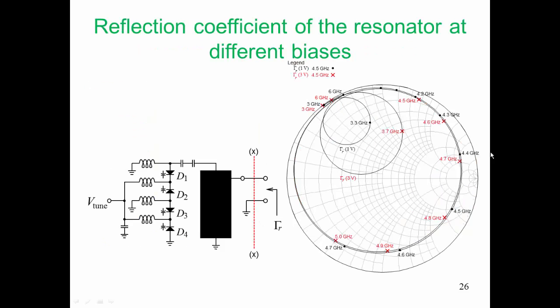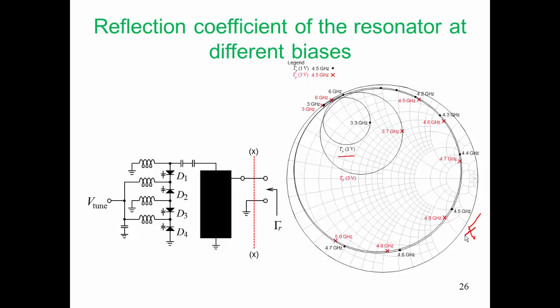When we change the voltage across those diodes, our resonance curve is going to change. What I've plotted here is gamma R at 1 volt and gamma R at 3 volts. And I've indicated the frequencies on these gamma R loci for several points in the interesting region every 0.1 gigahertz. And you can see, let's just focus on this region down here. You can see on one of our curves, our 1 volt curve, we have a 4.5 gigahertz, and for the 3 volt curve we're at 4.8 gigahertz.